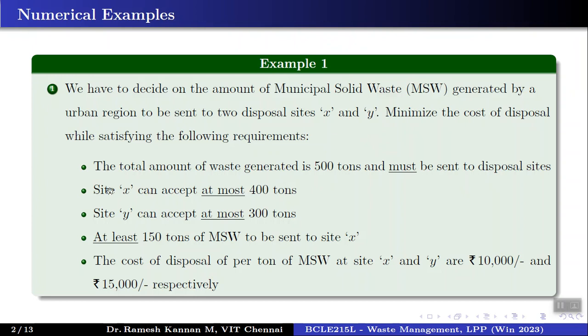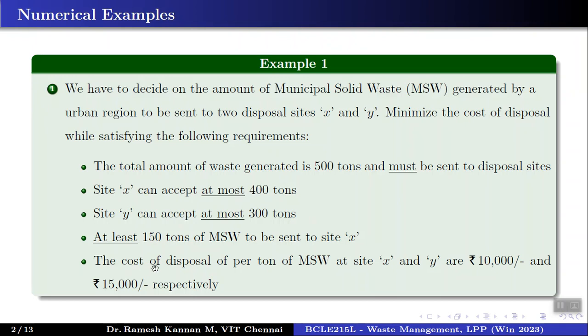And site X can only accommodate 400 tons. You can see "at most", I've underlined that it's a keyword, which means the maximum capacity of site X is 400 tons, and likewise the maximum capacity of site Y is 300 tons, and at least 150 tons should be sent to site X. So this is an additional constraint. At least means when out of 500, a minimum of 150 should be sent to site X out of 400 available capacity, right?